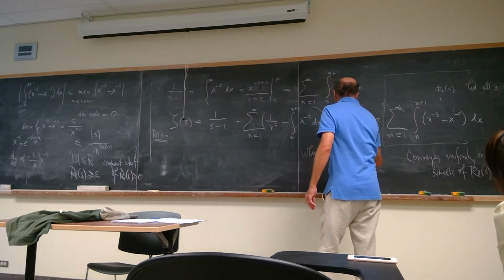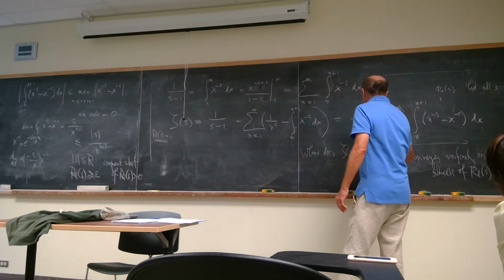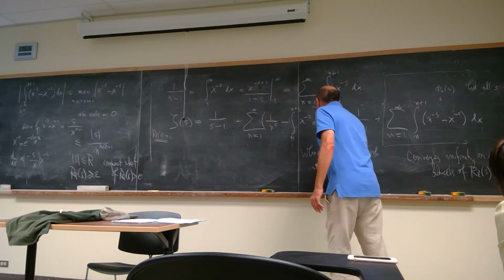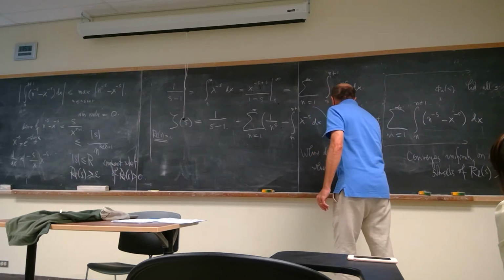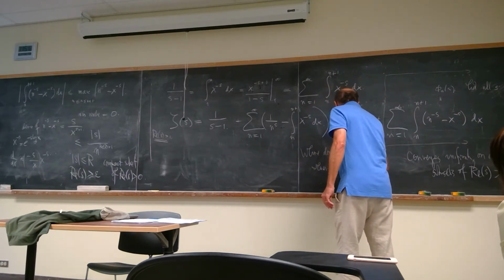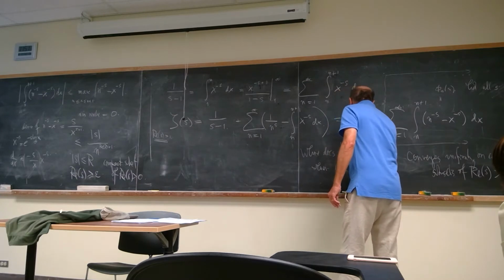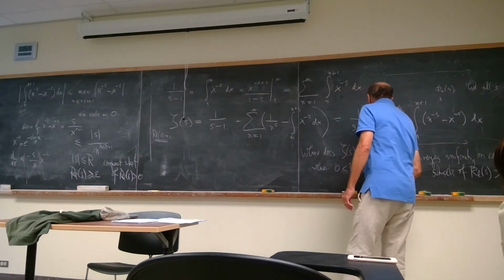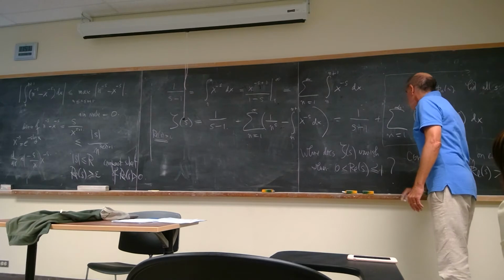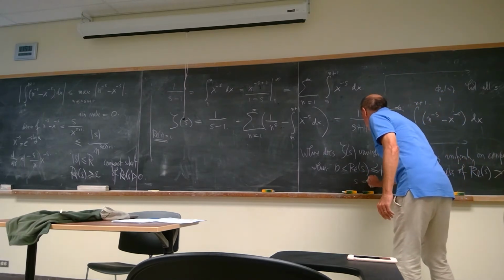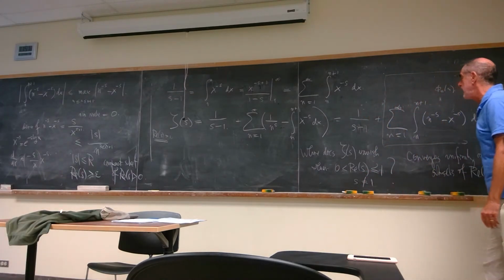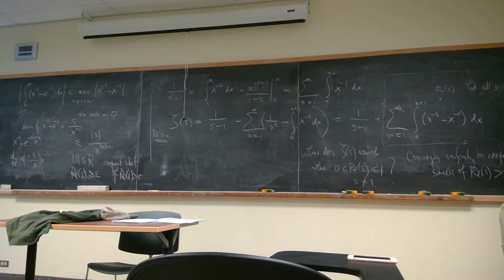Does zeta of s vanish when, for example, 0 is less than the real part of s less than or equal to 1, and s is not equal to 1? I mean, obviously it has a pole at 1, but it might vanish elsewhere. For example, does it vanish anywhere on the line where the real part of s is equal to 1? We now know that that's not the case, but how would you ever decide that?